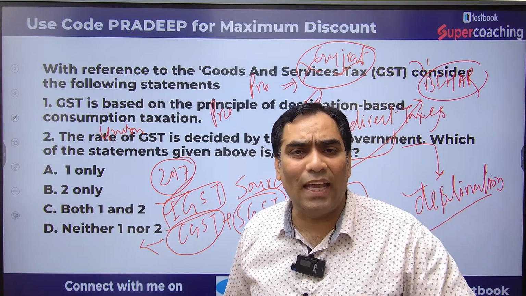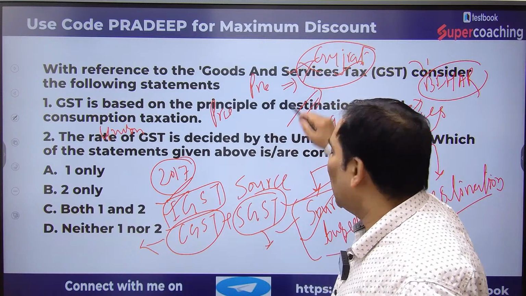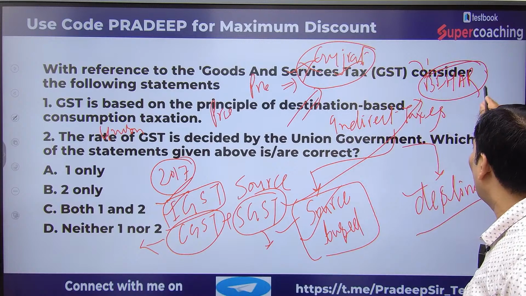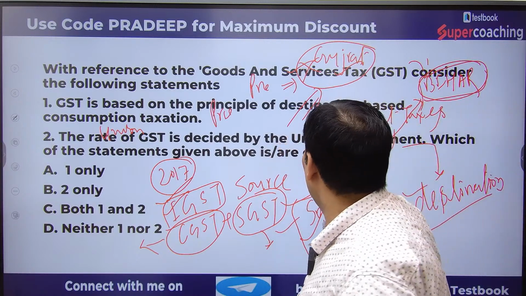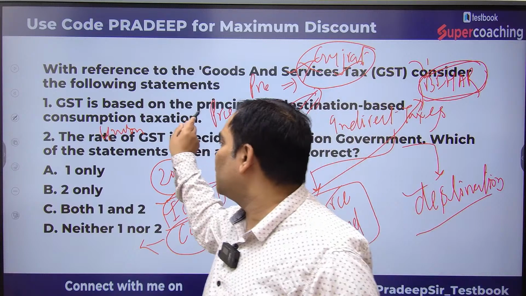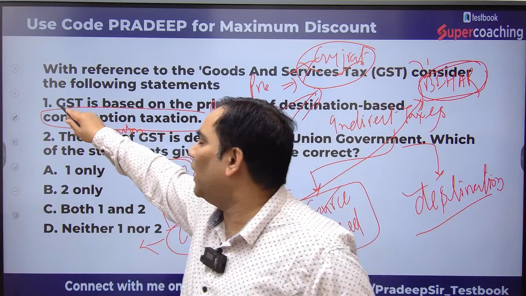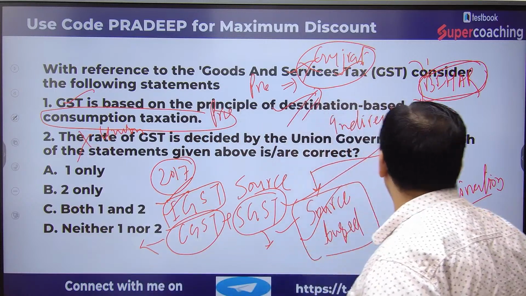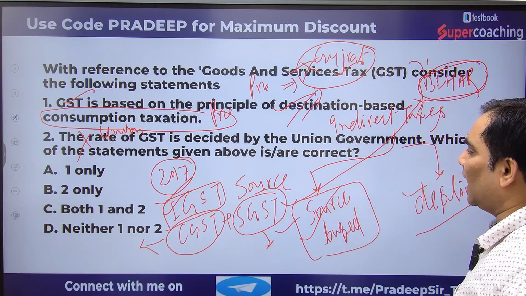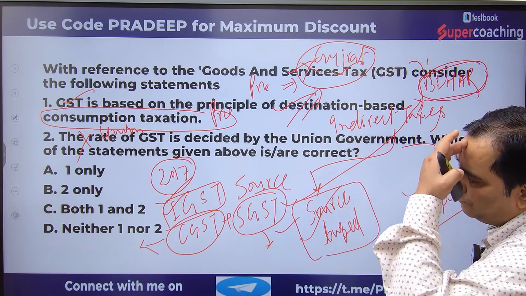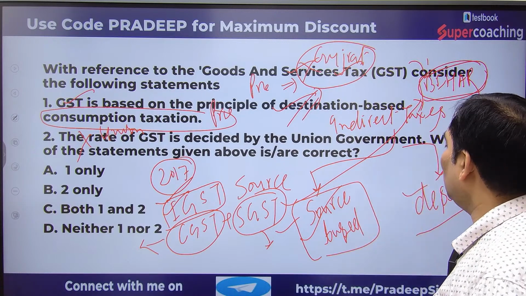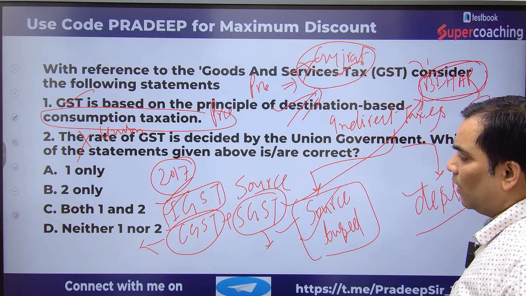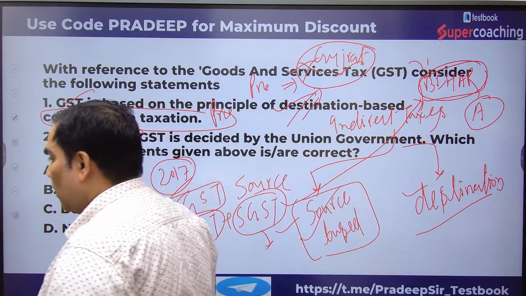Although the production has taken place in Gujarat, the tax will not go to Gujarat, rather the tax will go to Bihar. That is known as destination based or consumption based. So that's why the first statement is correct, whereas the second statement is wrong. That's why the right answer is A only. Right answer is A only.